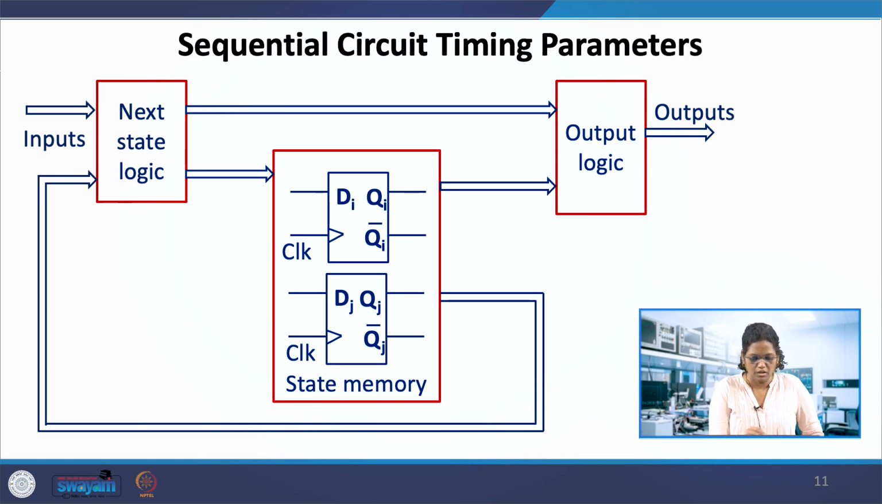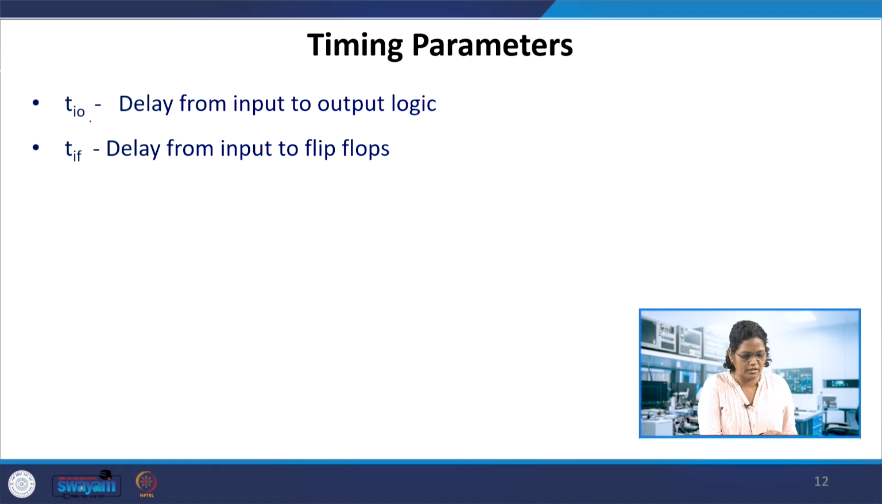Also it can go from here, or it can go from the input directly to the output as well. Okay, so the feedback diagram shown over here goes from the output to the current state, and again back to the state memory. From this circuit, what are the timing parameters involved in these sequential circuits?